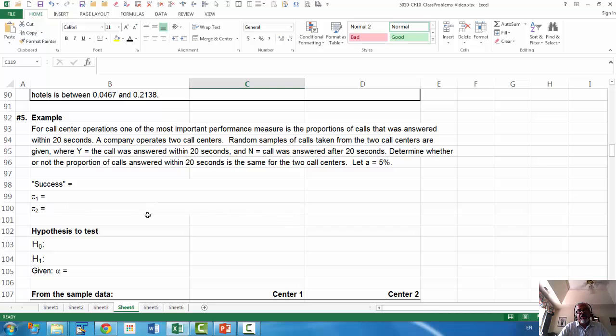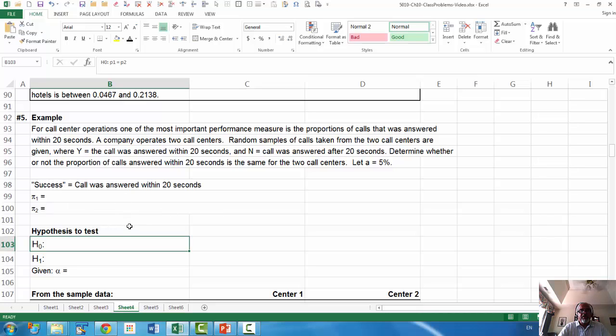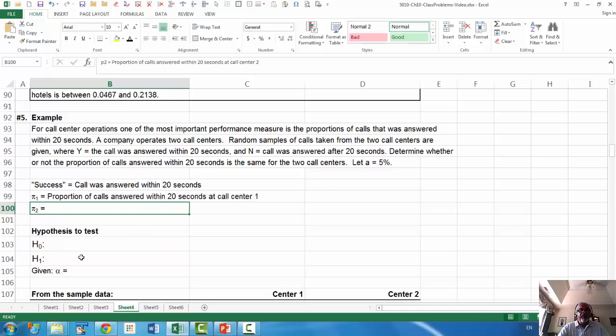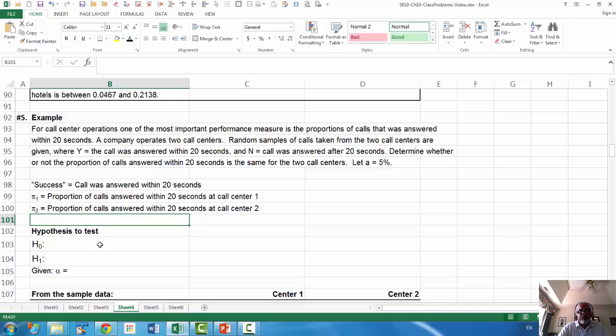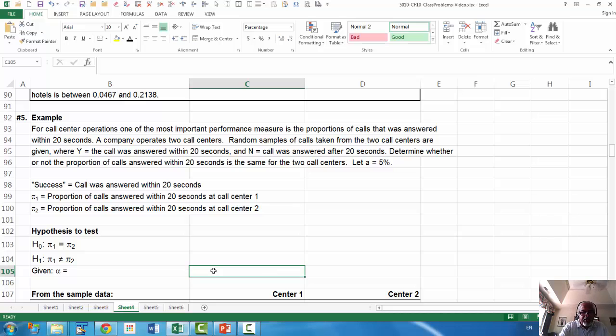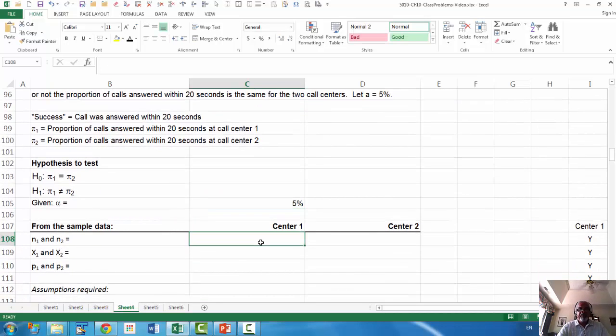So first we define what success here refers to. So calls answered within 20 seconds. So pi sub 1 is the proportion of calls answered within 20 seconds from call center 1, and the same for call center 2 will be pi sub 2. And we want to test whether these two proportions are same or not, equal or not equal. And say we want 5% level of confidence.